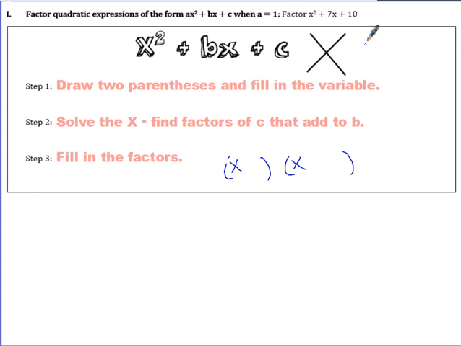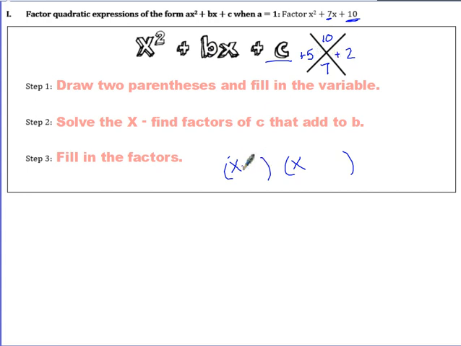So I want factors of c. Okay, b is the middle term, the coefficient of the x, and c is the constant, the number at the end. So I want factors of c, things that multiply to c and add to b. So 2 numbers that multiply to 10 and add to 7. Those 2 numbers would be positive 5 and positive 2. 5 times 2 is 10, 5 plus 2 is 7.